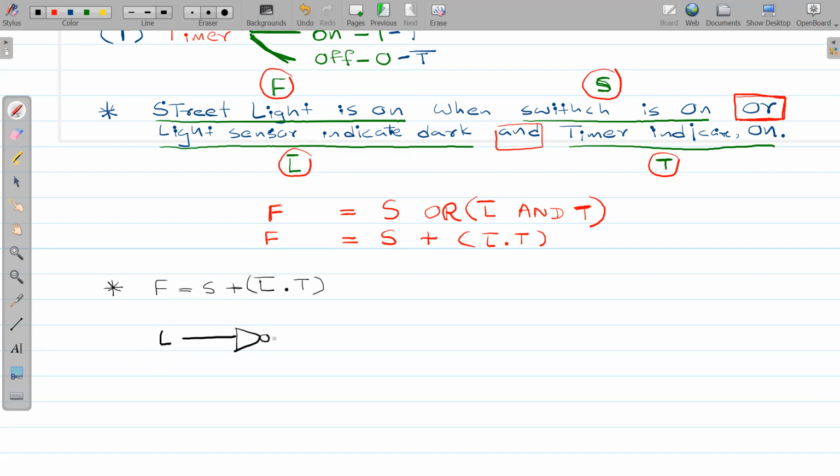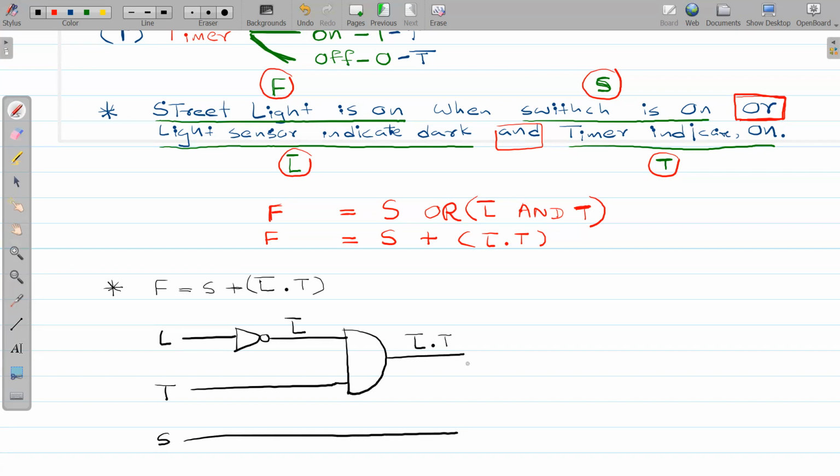and you put it through a NOT gate, so you'll be getting L bar, and then you take a line from T and you put it through the AND gate, which gives you L bar dot T, and then we only need to add the S. So S line, right, it's an OR gate we need. So this will give you the output F. People, are we clear about this? Yes, everyone, are we clear with this?